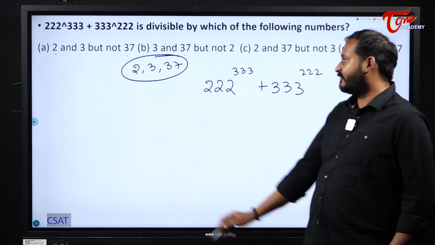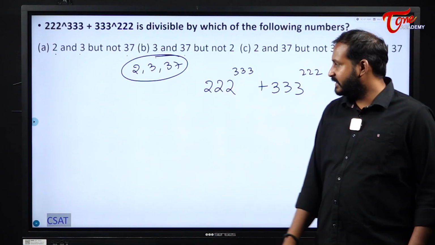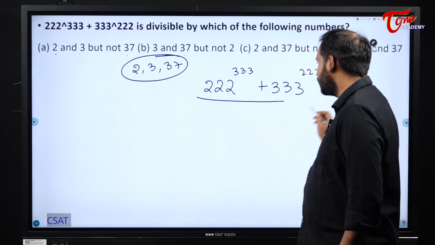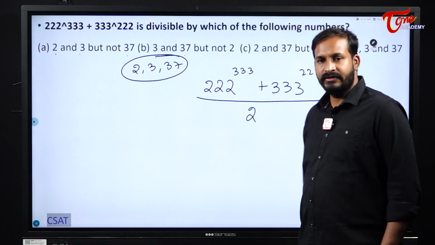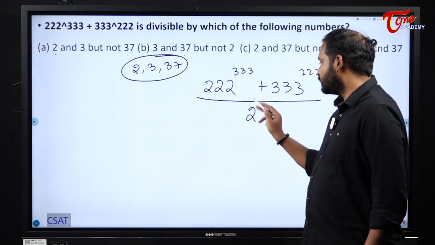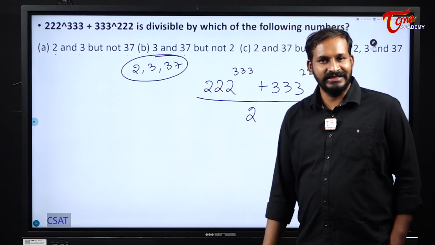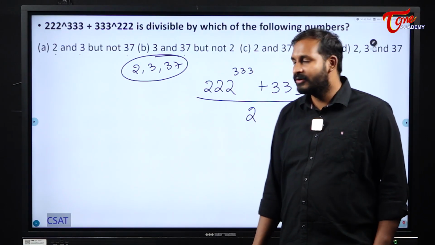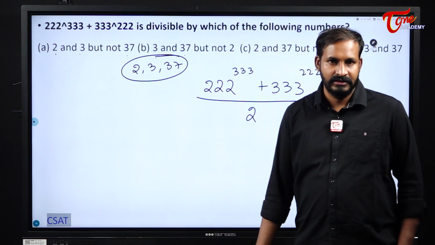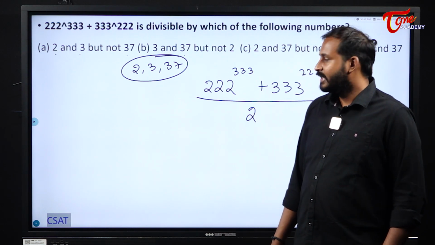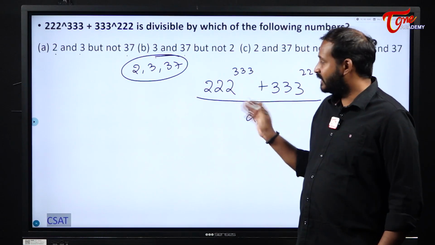See here students, first of all I will check 2. When I check with 2, whether this value is divisible by 2 or not. 322 is divisible by 2? Yes. When it comes to 333, is 333 divisible by 2? No. Why? Because 333 is an odd number. Irrespective of its power, it is not at all divisible.